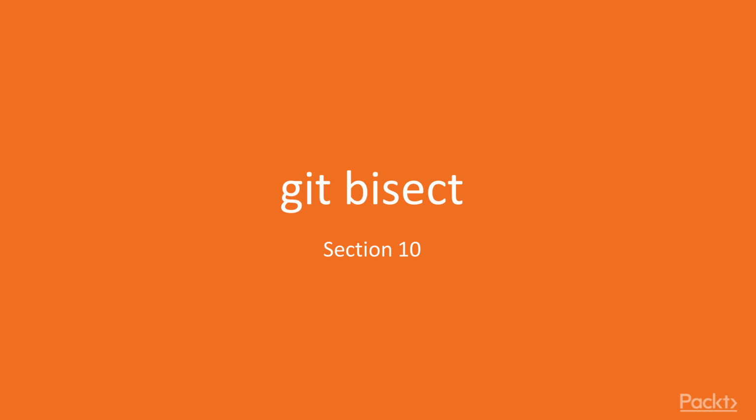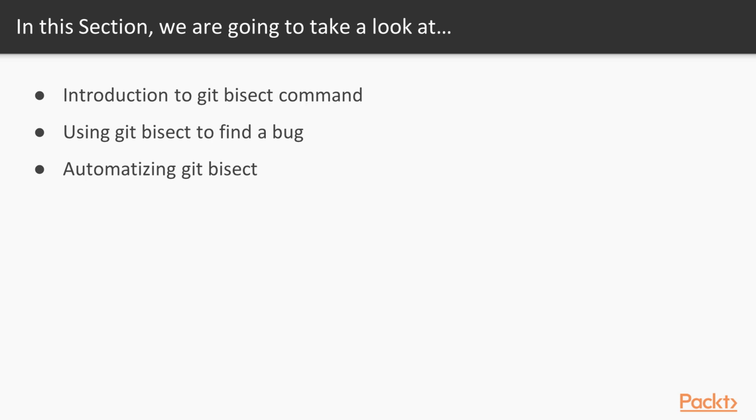And in this section, we'll talk about one tool that is part of the Git toolkit that will help in this situation. This tool is called git bisect, and we will start this section with an introduction about this tool. So we will learn how it works and when we should use it. Then we will see this tool in action.